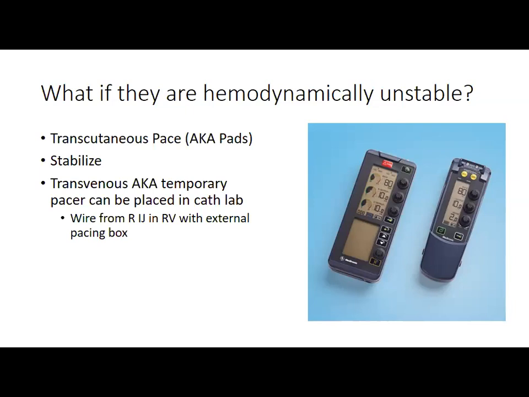You stabilize them in that method, and then if they aren't going to be able to get a pacemaker right away, you can call interventional cardiology or one of the cards fellows to put in a transvenous pacemaker, basically a wire going through the IJ down into the right ventricle that will pace the heart so that they don't have to be shocked with the pads every second.